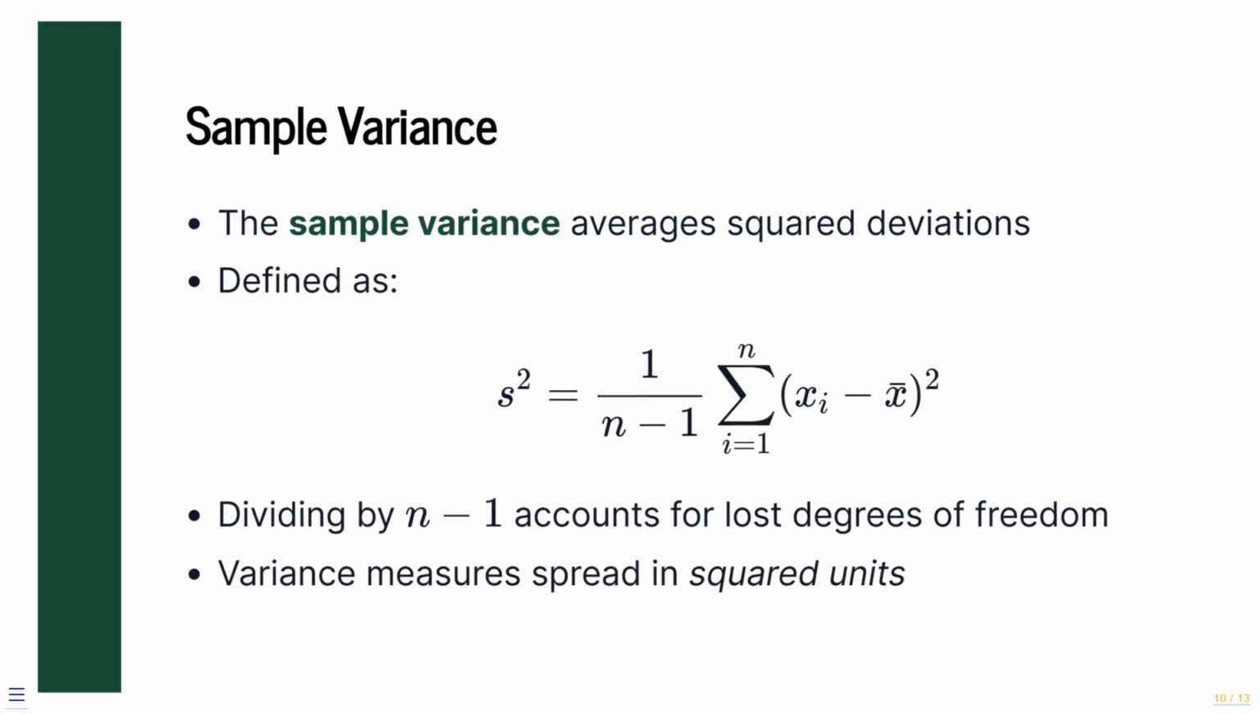The sample variance is defined as the sum of the squared deviations divided by n minus 1. We divide by n minus 1 rather than n because only n minus 1 deviations provide independent information about variability. Variance measures spread, but its units are squared, which makes interpretation difficult.